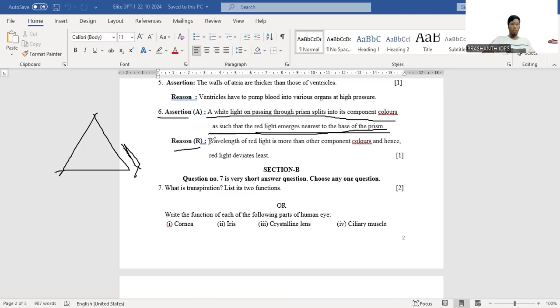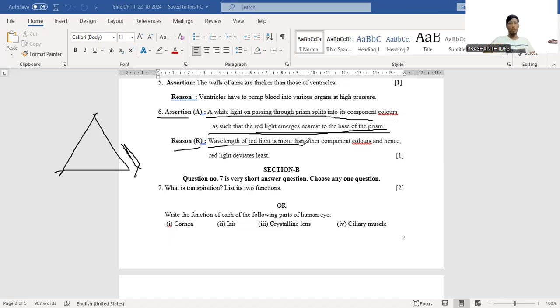Now coming to reason, we will see whether there is a relation between assertion and reason or not. Wavelength of red light is more. Yes, we all know that. That is the reason red light travels more distance. We prefer red light as a danger signal also, even to stop the vehicles. Which color do we prefer? Red.